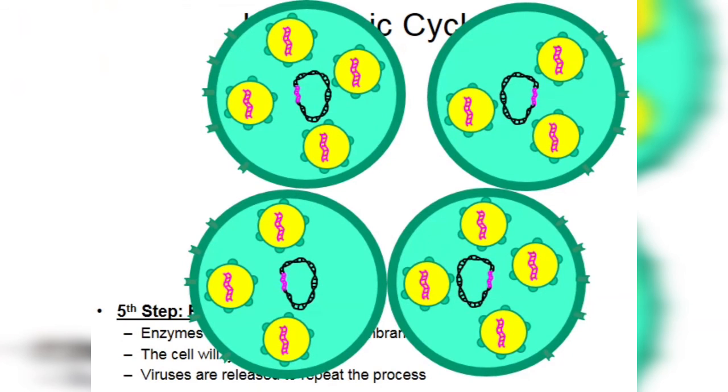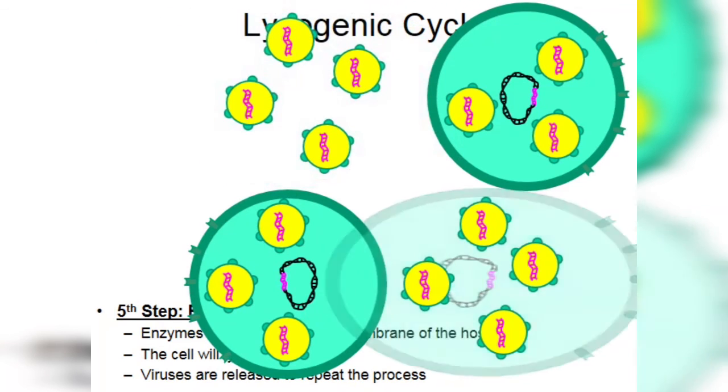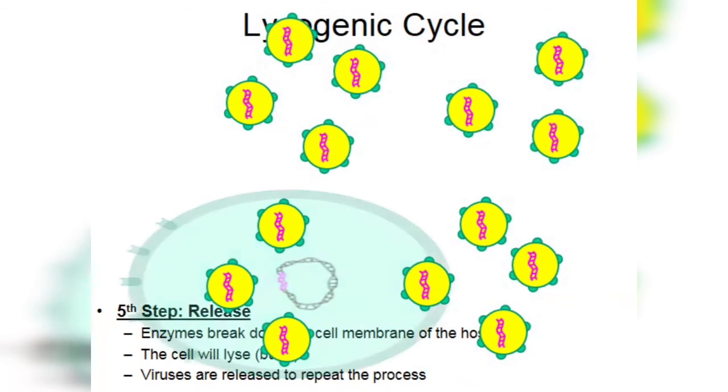So here are those 4 infected cells. Now I'm not implying that it's a ticking time bomb and all your cells are going to explode at one time. I'm not implying that at all. What I am trying to show you is that multiple cells will have their cell membranes punctured and multiple cells will burst. And this will release a large, massive amount of new viruses. And this is the lysogenic cycle.